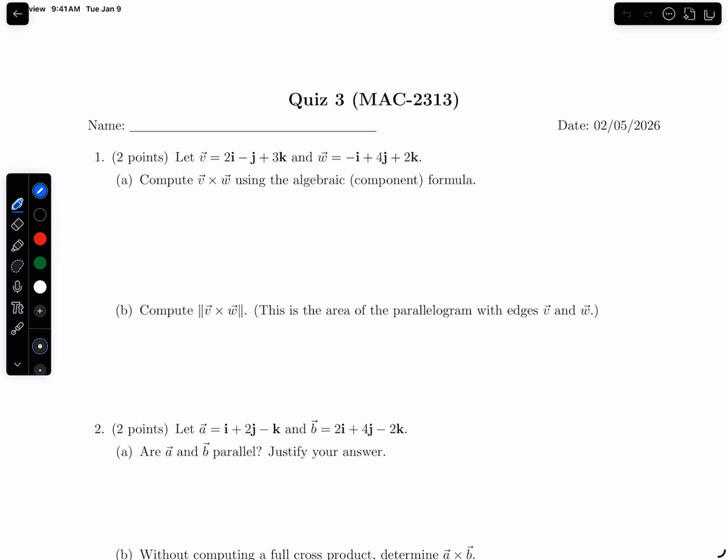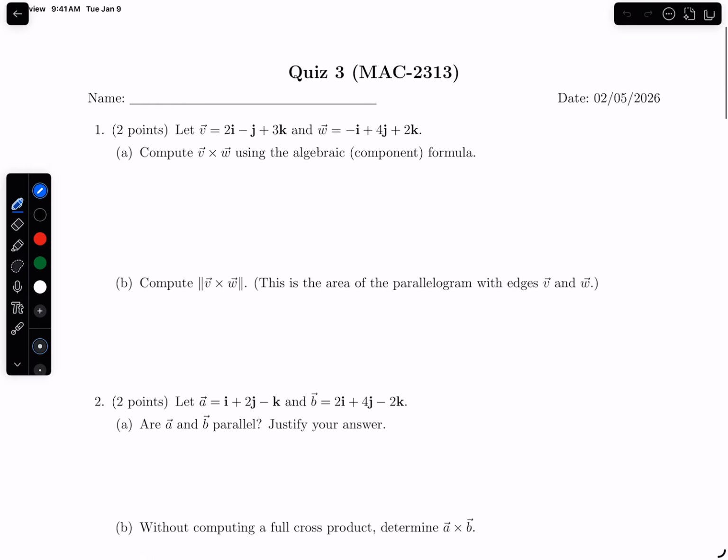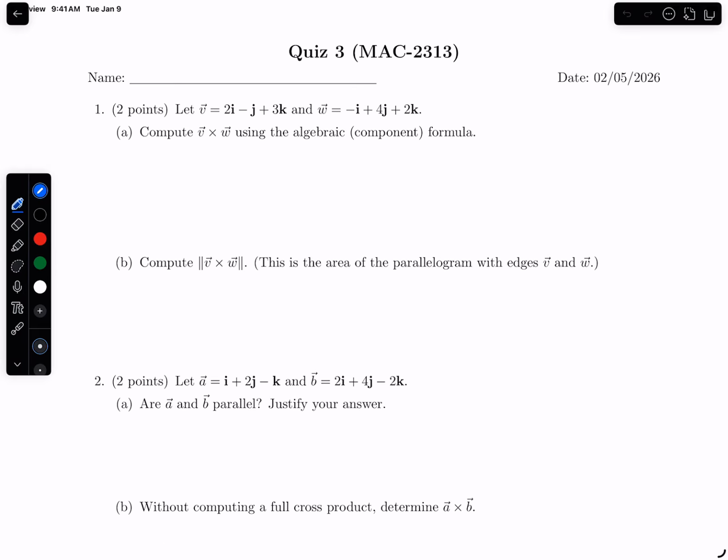So let us discuss the solution to quiz 3. Let us start with the very first question. It says that I have vector v and vector w, and I have to compute v cross w using the algebraic formula.